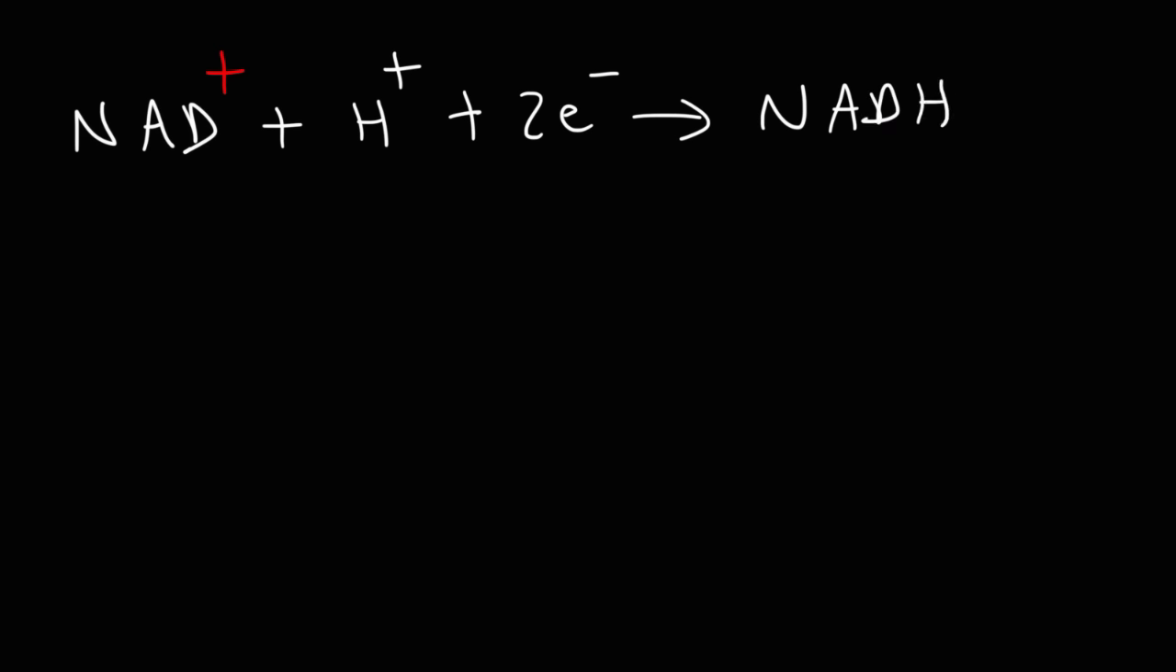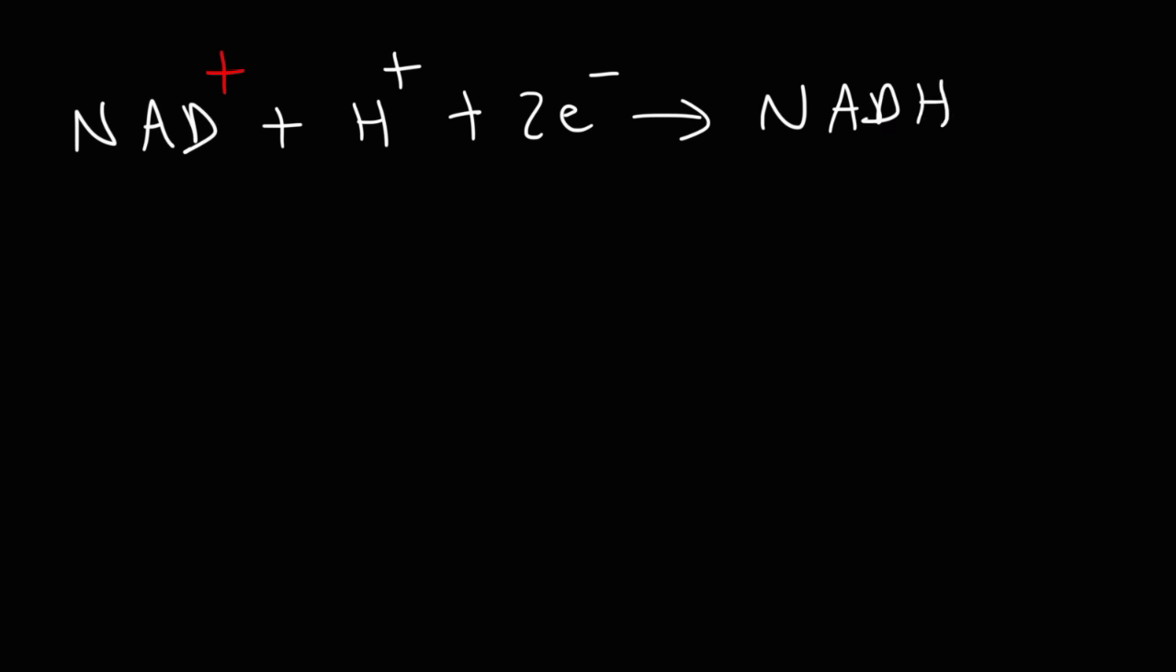Number 17, which of the following component reactions of cellular respiration produces water? Circle each one. Glycolysis produces pyruvate as a product. It produces NADH as a product. And it produces ATP. Glycolysis does not produce water, so we could eliminate that answer.